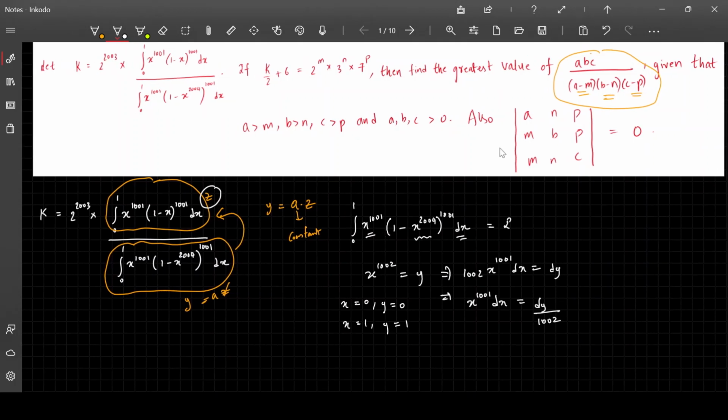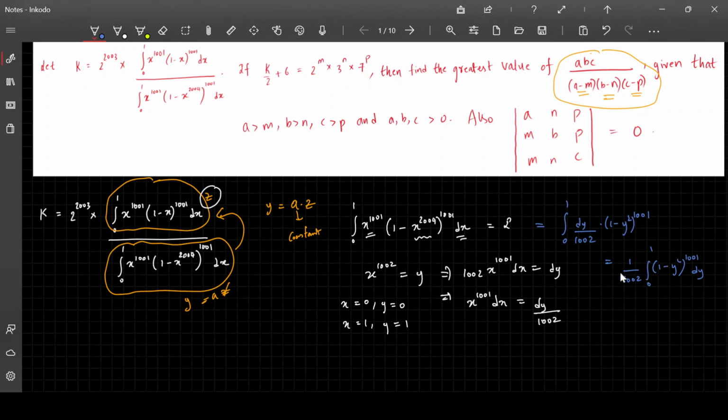So we can write this, I shall write with blue ink, and this will transform to 0 to 1. x power 1001 dx is basically dy by 1002, isn't it? And into 1 minus x power 2004, that is x power 1002 whole square, so that is (1 minus y square) whole power 1001. So it is 1 by 1002, integral from 0 to 1, (1 minus y square) whole power 1001 dy. This is what we'll be ending up with.